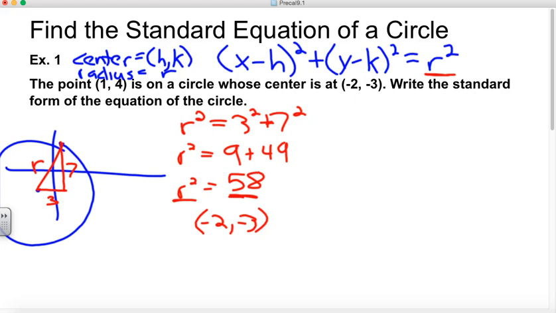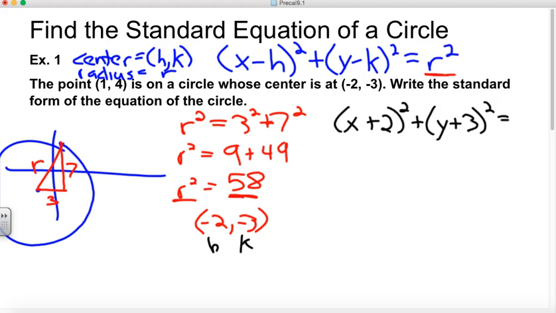So we'll say x minus h is -2, so it's minus -2, which makes it +2 squared, and then plus y minus k, which is -3, so +3 squared, equals r squared, where r squared is 58. Of course, you could take the square root of 58 to find the radius, and then when you plug it back in, you'll just have to square it to get 58.